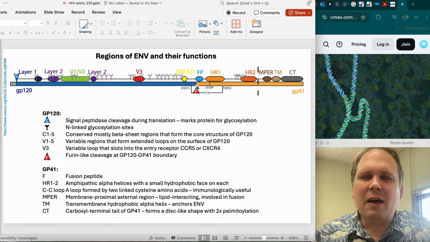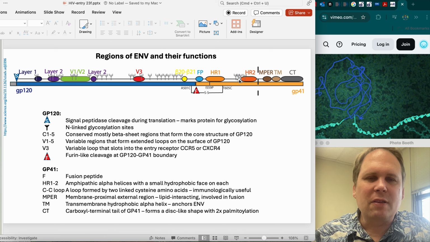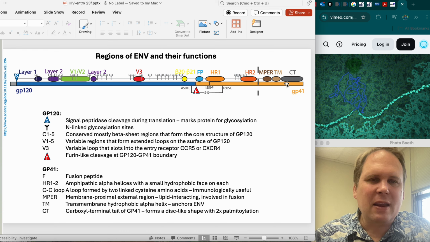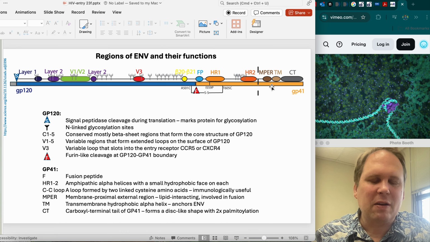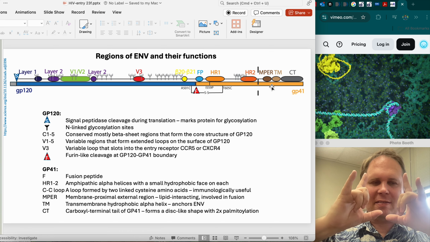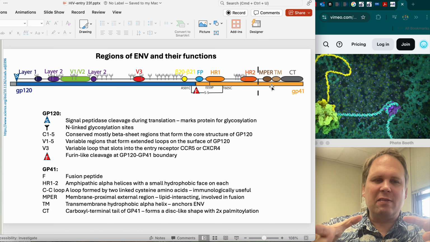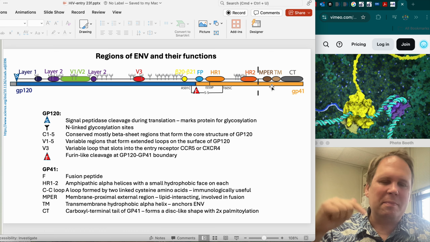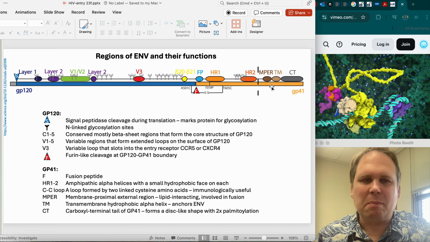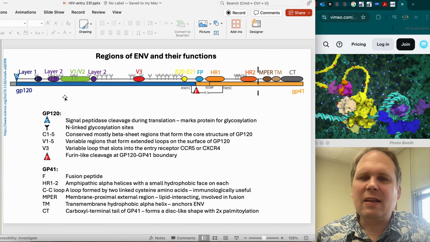All right. So down here we have the fusion peptide. That's the FP. Heptad repeats 1 and 2. And there's a little glycosylated region in between those two. The MPER, the transmembrane, and the cytoplasmic carboxyl terminal tail, which is actually going to form this sort of flat disc with two myristates on each one of the 3 monomers. And that is going to basically lock the bottom, the tail end of envelope protein into the bottom interface of the membrane.